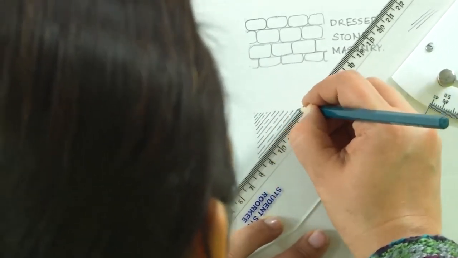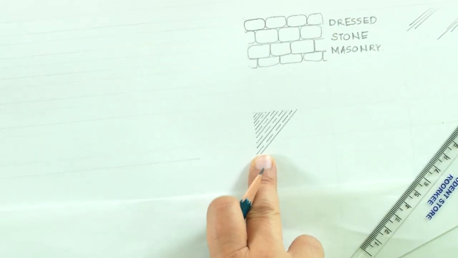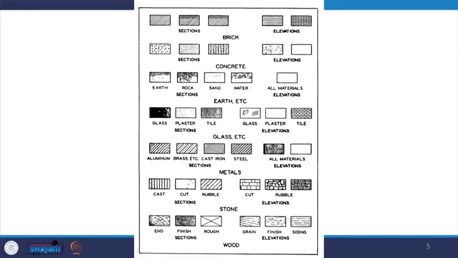So that's how we represent it. We have a thicker line and then we have a dashed line. This is glass again in section, and this is metal, aluminium mainly, in section here. Now, we also have wood, which is often used.